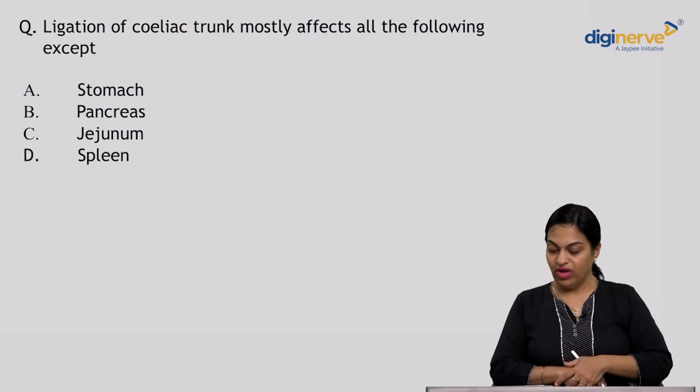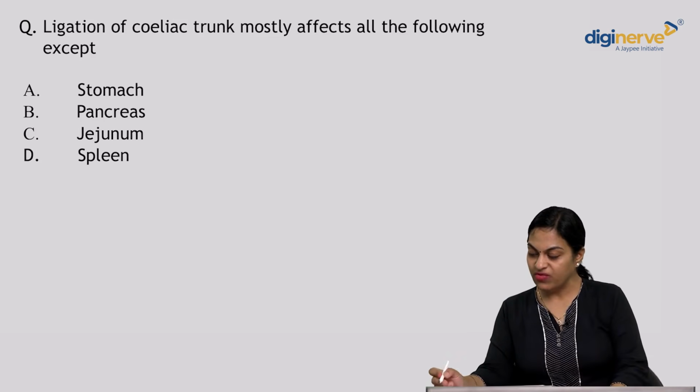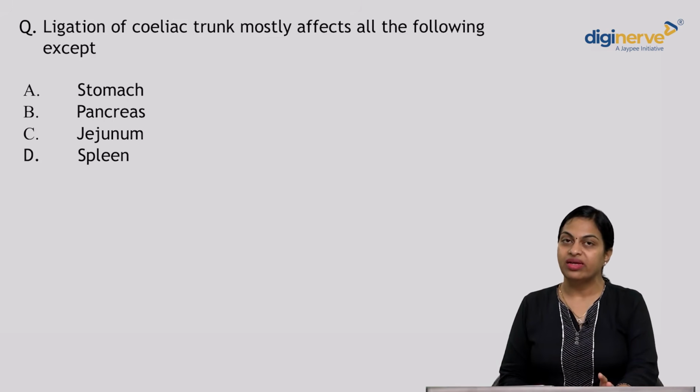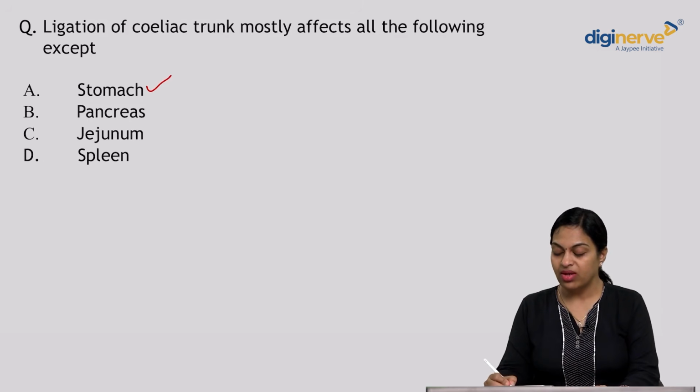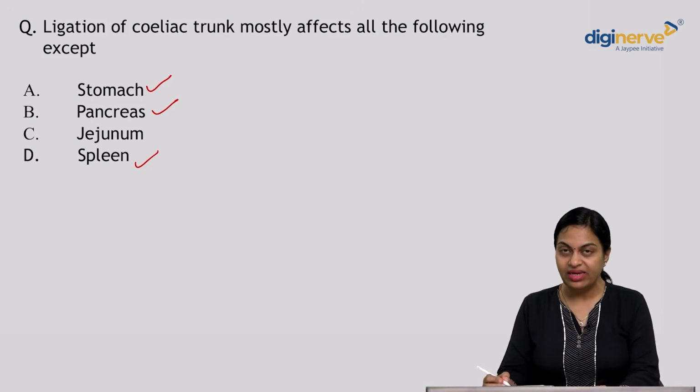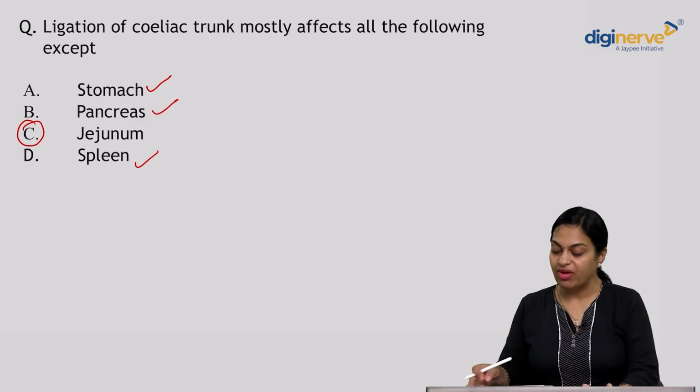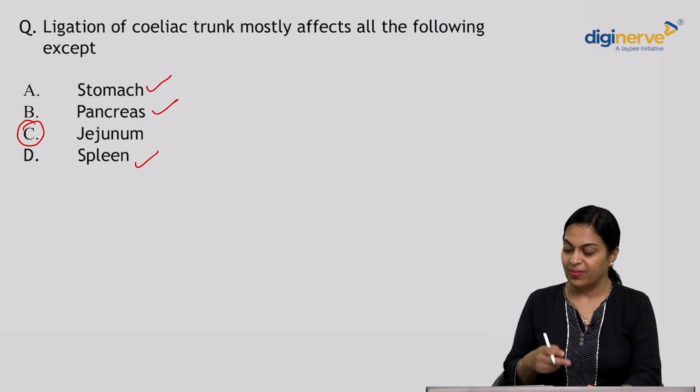Come on, let's work out a few MCQs. The ligation of the celiac trunk mostly affects all the following except. So the celiac trunk, we know, is going to supply the derivatives of the foregut and the spleen. It supplies the stomach, the pancreas, the spleen. But the jejunum is a derivative of the midgut and it will be supplied by the superior mesenteric artery, right?